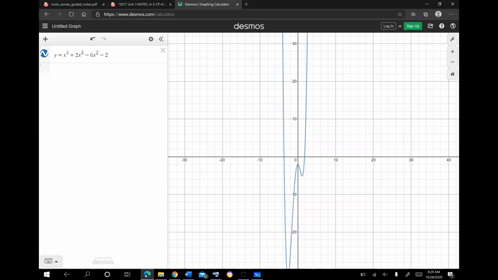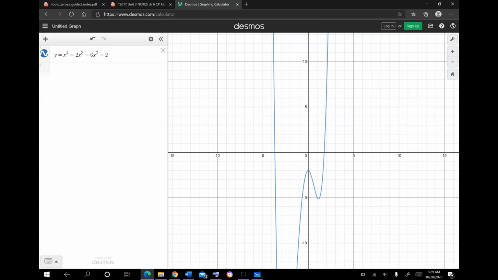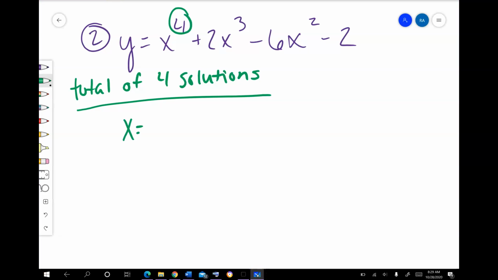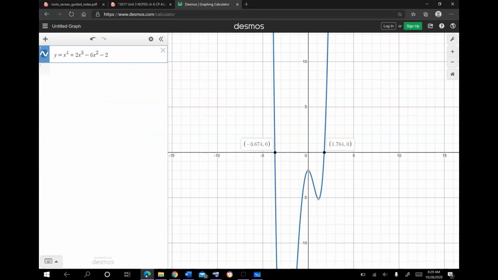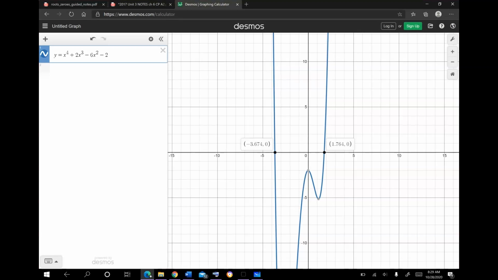We don't. All right. So if you look, I only have 2 x-intercepts. So I only have 2 real solutions here. So one real solution is going to be 1.764. So x equals 1.764. That's 1. Another one is going to be negative 3.674. I done forgot what I said. Negative 3.674.